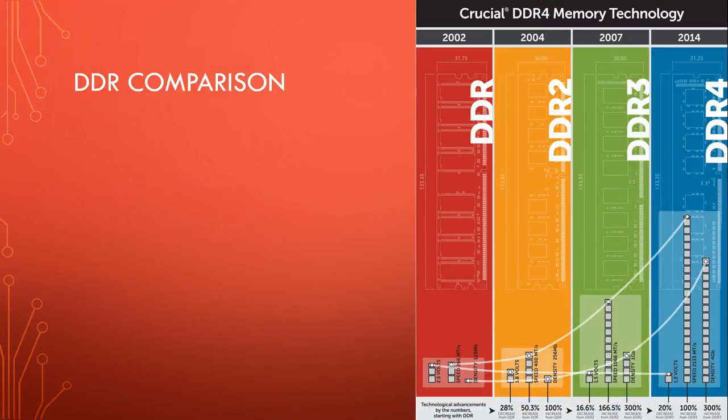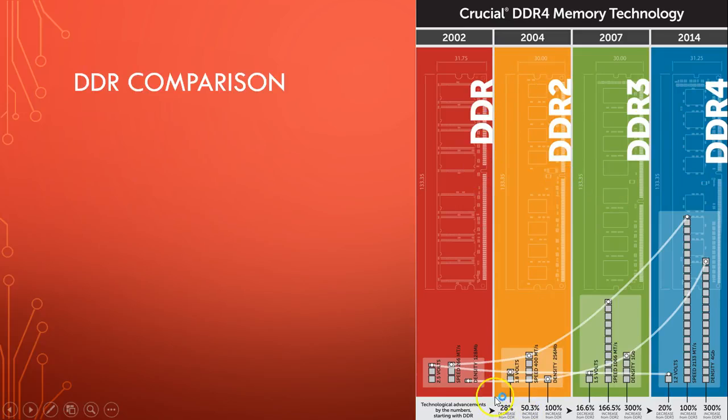So here's a quick DDR comparison. You can see you have DDR, DDR2, DDR3, and DDR4 coming out in 2002, 2004, 2007, and 2014. And down here you can see there are some changes of the technology as it has gone on. The physical size of the RAM hasn't really changed that much, but the slot and the number of pin connections have changed over the years.